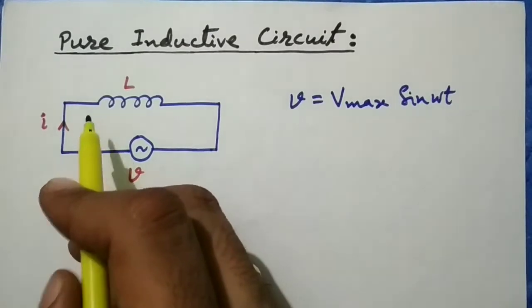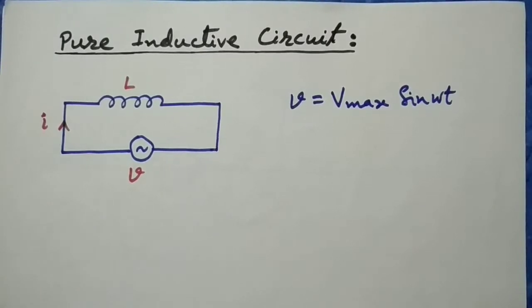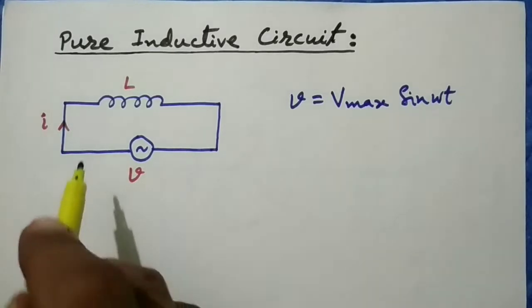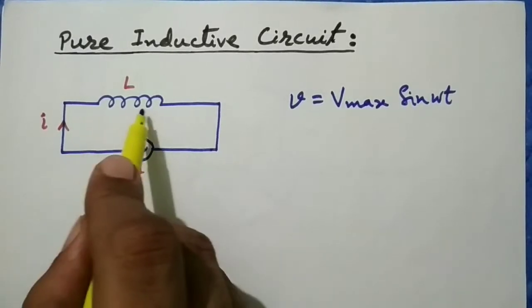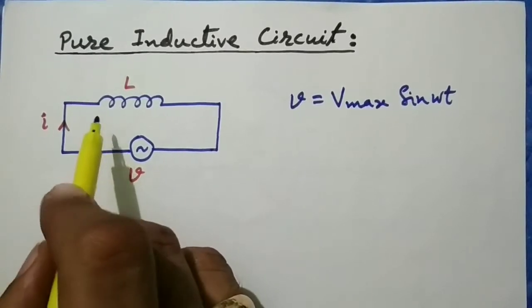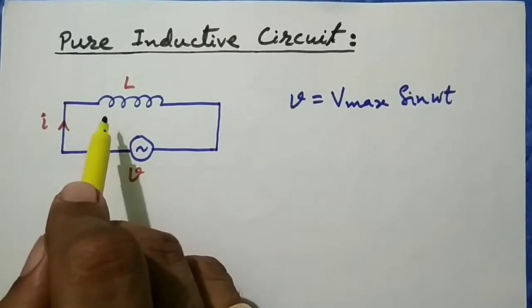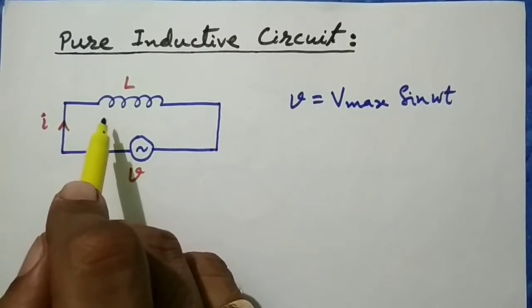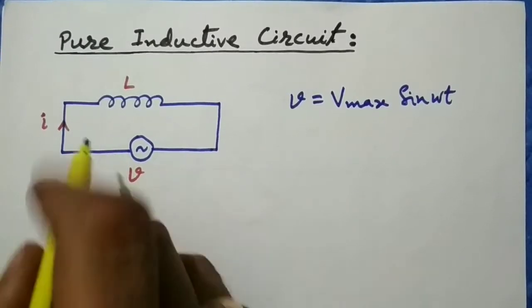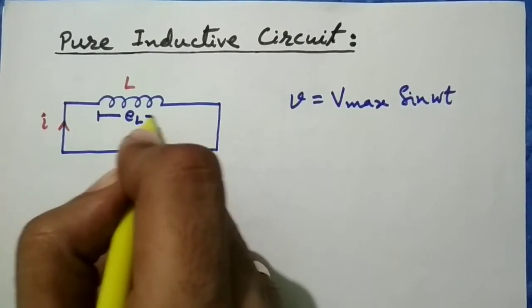And the same magnetic field will cut the inductor itself. As a result, according to the Faraday law of electromagnetic induction, an EMF will be induced in the inductive coil. This EMF is induced because of the alternating current flowing through it. That's why it is also called self-induced EMF. The self-induced EMF is represented by EL.